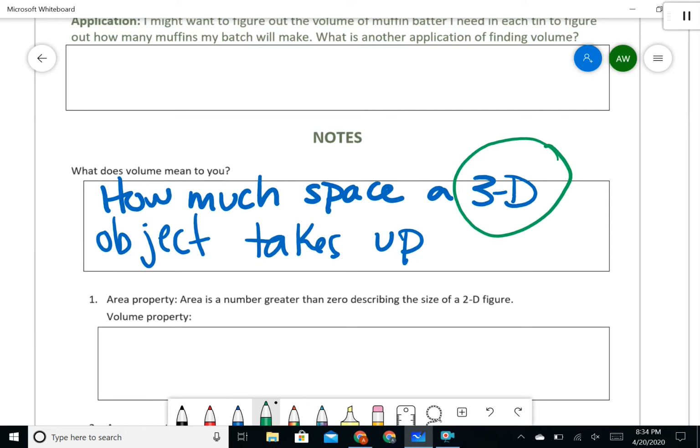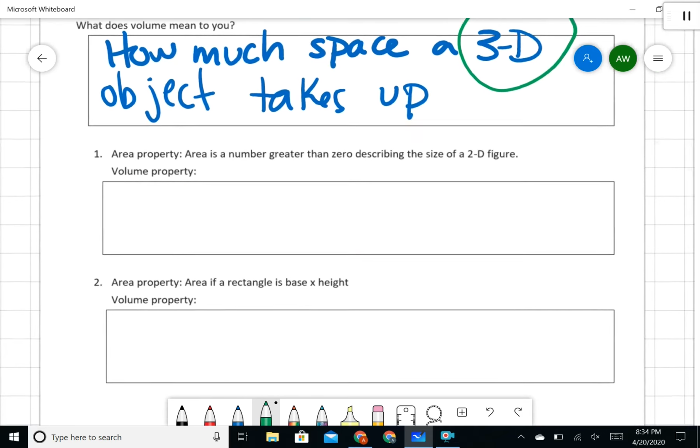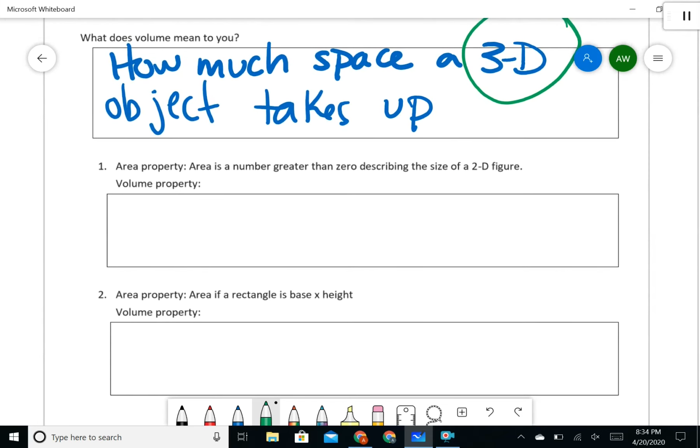So let's continue on with these comparisons of area and volume and see if we can figure out some of the properties of volume. What I'm going to do is give you a property of area and then ask you to pause the video and see if you can think about the volume property that matches up. So let's do the first one together, and then I'll give us some time to think about the next few. This first one says, the area property that we're talking about is area is a number greater than 0, describing the size of a 2D figure.